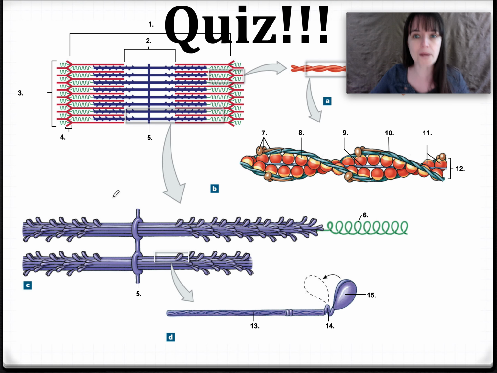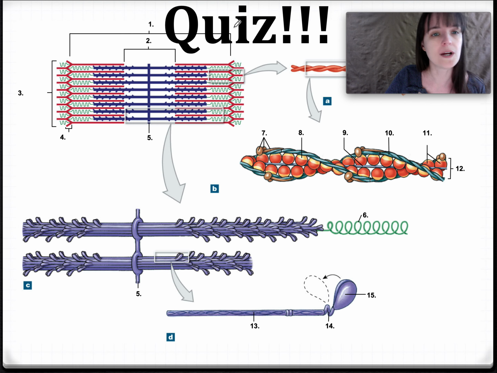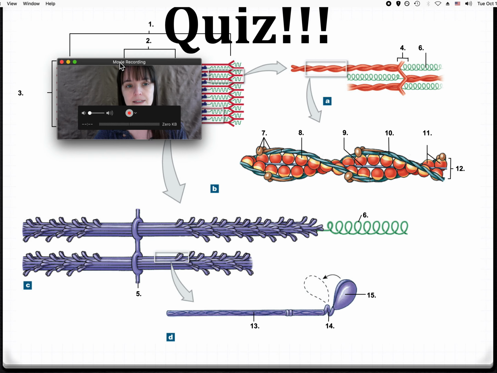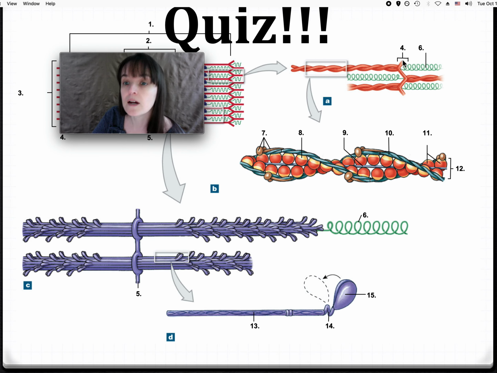Quiz. Okay, so what's number 1 here? Sarcomere. 2 is where there are thick filaments but no thin filaments. That's the H band. 3, the whole thing, is the myofibril. 4 is the red zigzag. That's a Z line. And 5 is the line down the middle. That's the M line. Let's see, are there numbers under my head here? There we go. Okay, and the zigzag is Z line.